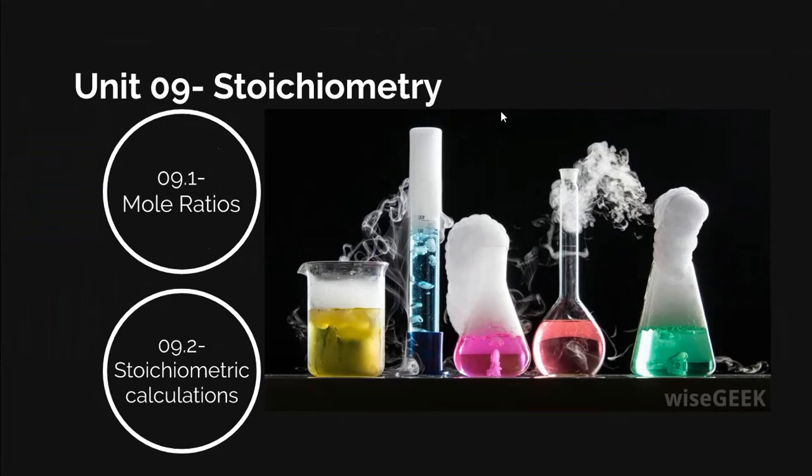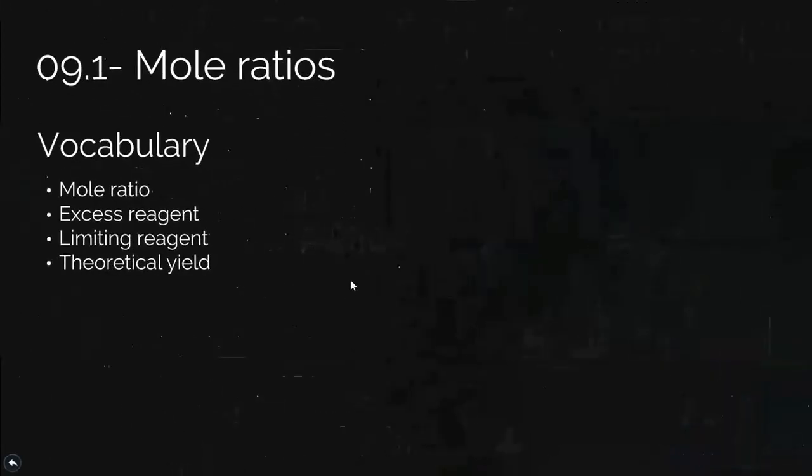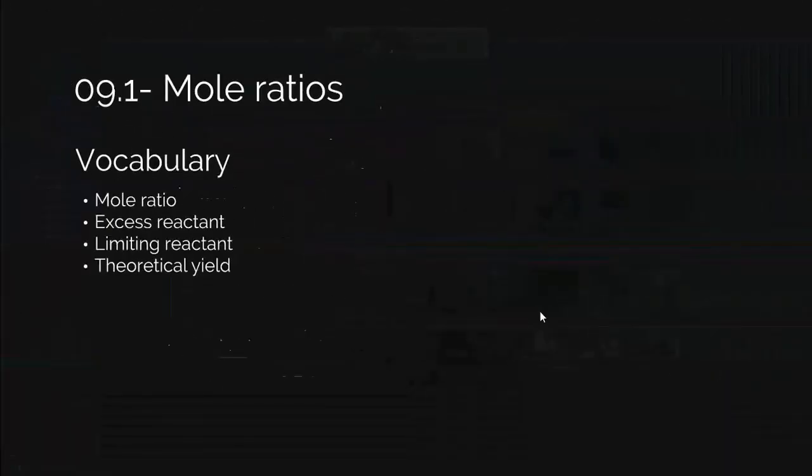All right, and in this first section, 9.1, we're getting into ratios, and we're just relating the amounts, the moles of two different substances and how they are related to each other, how many you need for a reaction to happen, and then how you might have something that's left over or something that you don't have enough of. All right, so let's go ahead and get into it. So the vocabulary that you need to be familiar with is the mole ratio, the excess reactant, limiting reactant, and the theoretical yield.